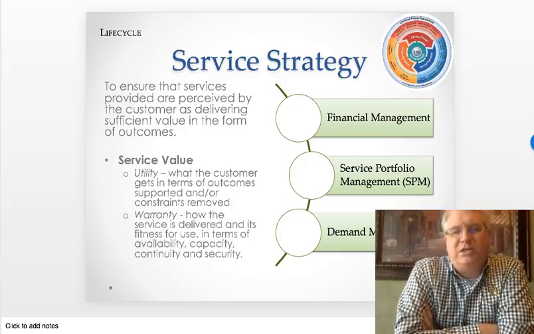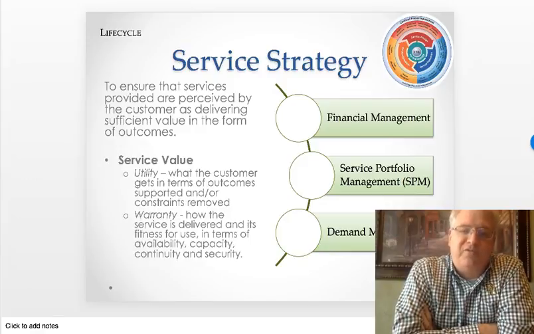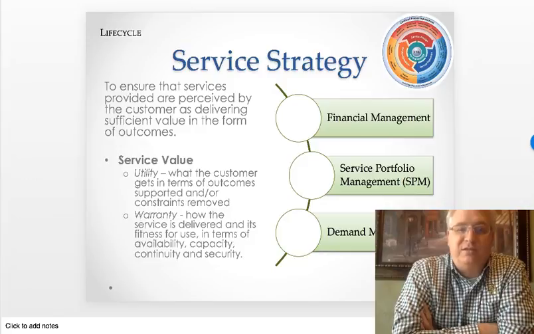Okay, service strategy is, remember, the center point of the circle there, and its purpose is to ensure that services provided are perceived by the customer as delivering sufficient value. We've talked about that a couple of times. There is a set of terms that they've developed inside of ITIL that's really helpful here, and that's where a customer is going to make the determination of its value: these concepts of utility and warranty. Now, utility is, what does the service do? It's the utility that the service provides.